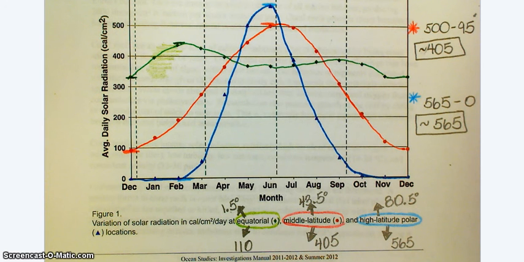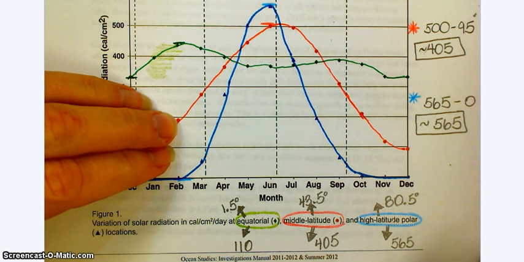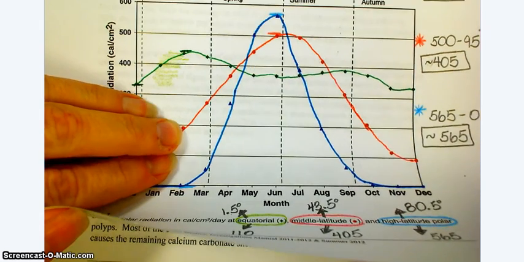This implies corresponding seasonal variations in the amount of solar radiation available for photosynthesis in the sunlit portion of the ocean. Okay, so you're going to need to keep this little graph in mind, and we're going to go ahead and go to the next page.